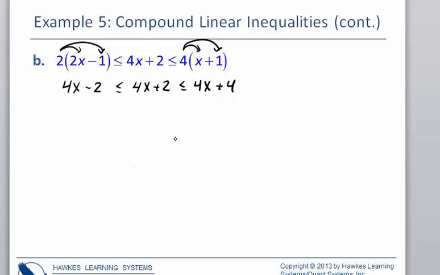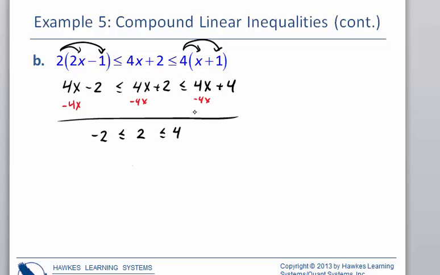I do notice that there's a 4x in all three parts, and so I know that I'm going to lose that. Since these 4x's are added and subtracted on, I'm going to go ahead and subtract that off, and maybe that will make it a little easier to deal with. So if I subtract 4x from all three sides, then that's going to leave me -2, which is less than or equal to 2, which is less than or equal to 4.